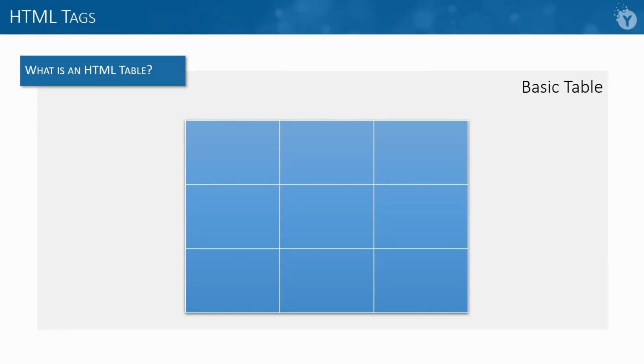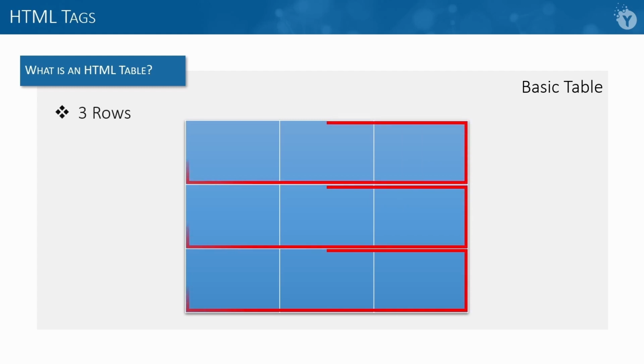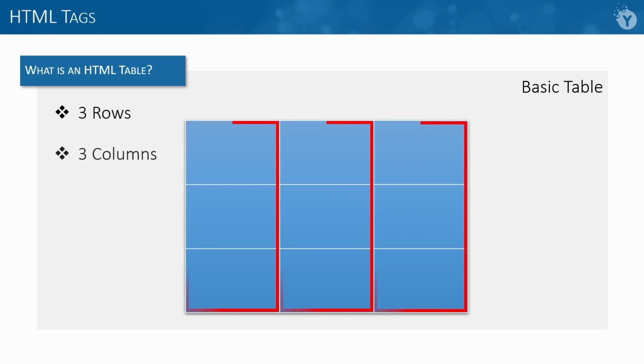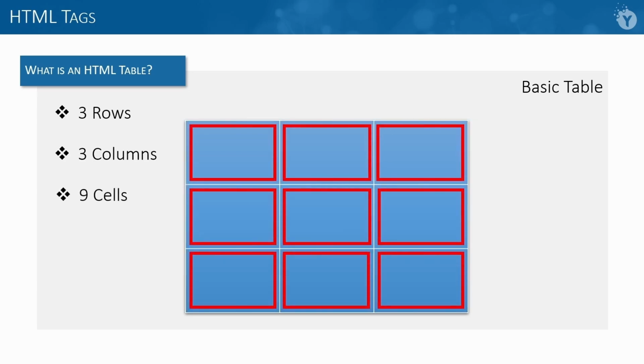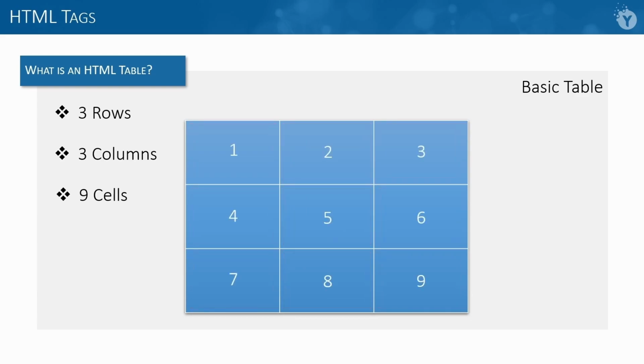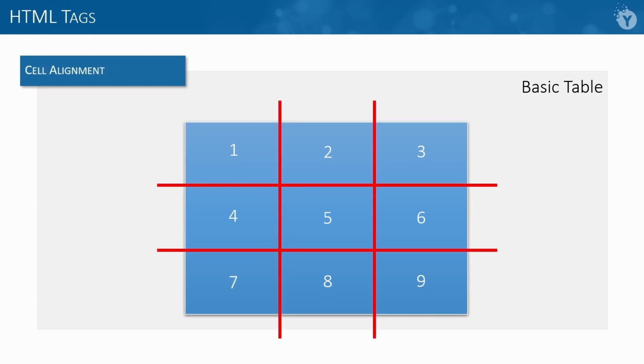Here we can see a basic table. A table is really nothing more than a grid or a series of data cells arranged in straight line rows and columns. In this table we have 3 rows and 3 columns, and together they give us a total of 9 individual data cells. Each of these cells can contain their own HTML content, but we'll get back to that a little later. The purpose of a table though is to make sure the data in these cells line up.